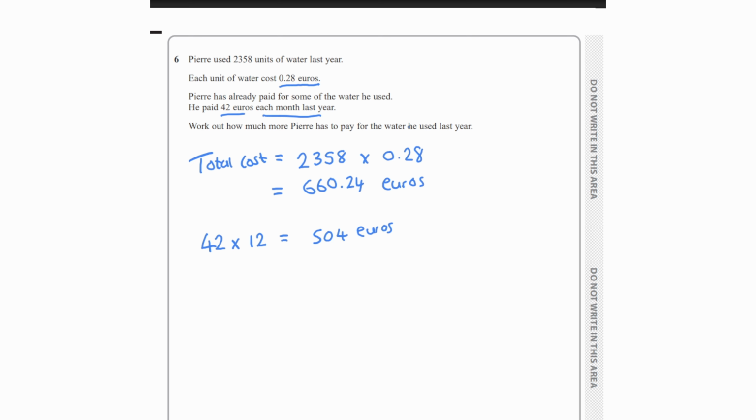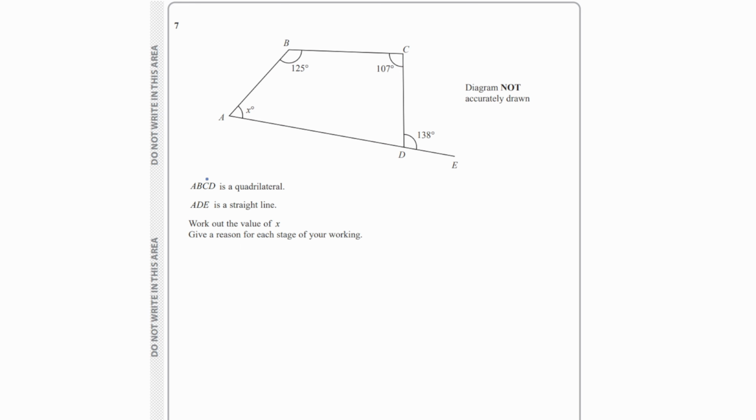Work out how much more Pierre has to pay. We want to take this and then subtract 504 euros. 660.24 subtract 504. That comes out at 156.24 euros. That's your final answer.